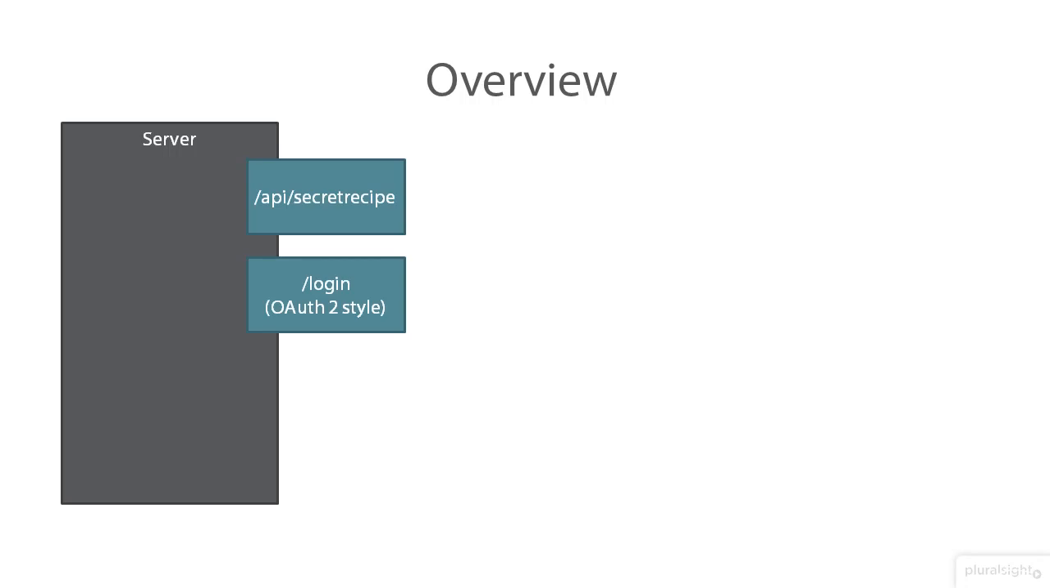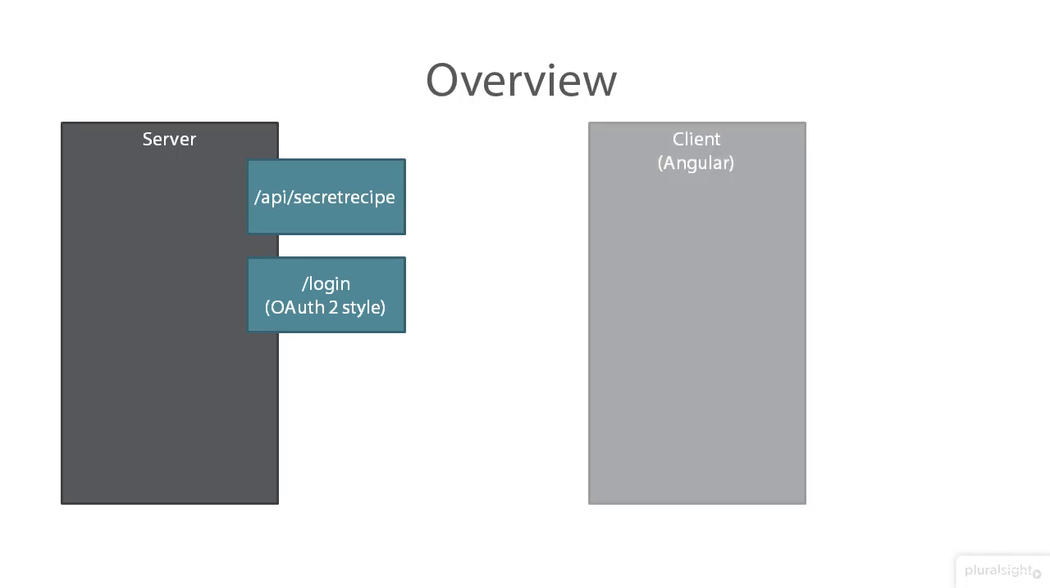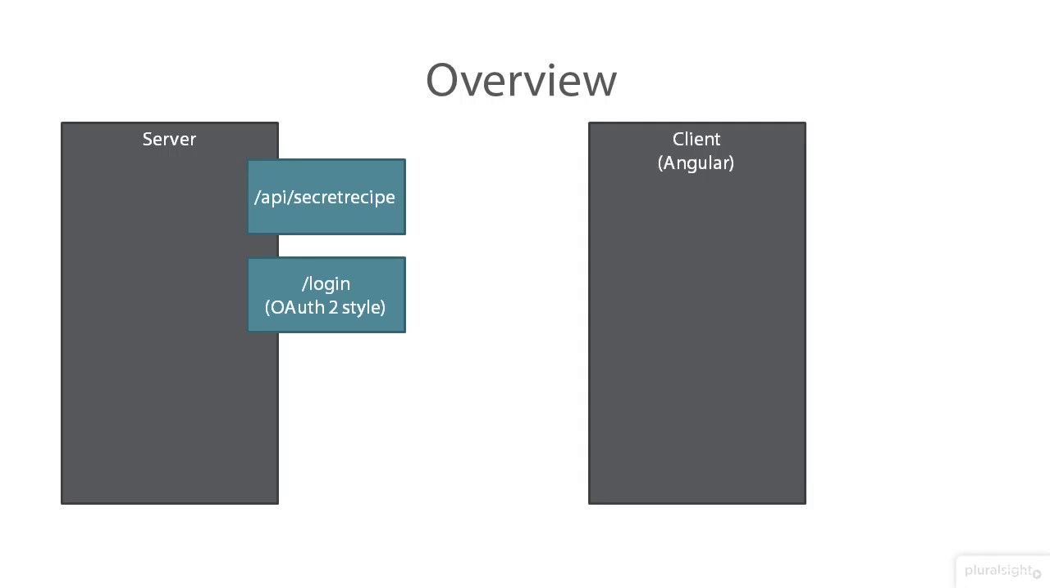Now on the client, I expect to separate responsibilities for getting the secret recipe into a number of different components. I'm not going to show all of them here, but these are the major players. First, I want an Angular service named OAuth. This service will be dedicated and solely responsible for communicating with the login endpoint. So it will be responsible for correctly formatting the user's credentials into an HTTP request that an OAuth 2 endpoint can understand.